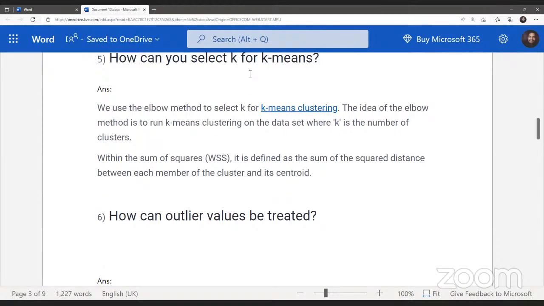So as we jump into the next question: how are outlier values treated? If anyone knows the answer, you can ping me in the chat box and we'll discuss the answer within a minute.